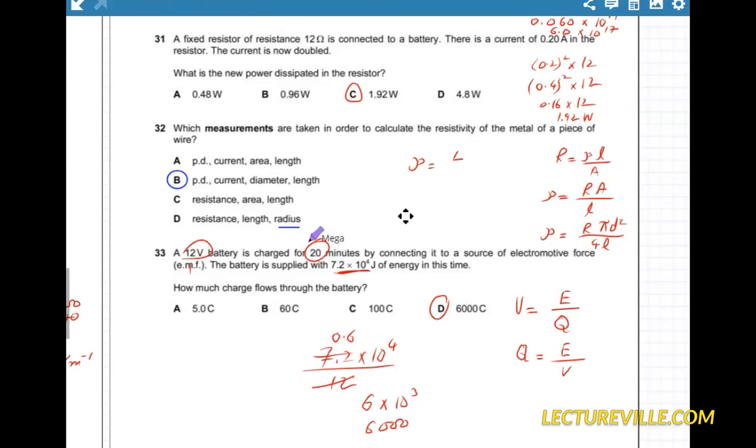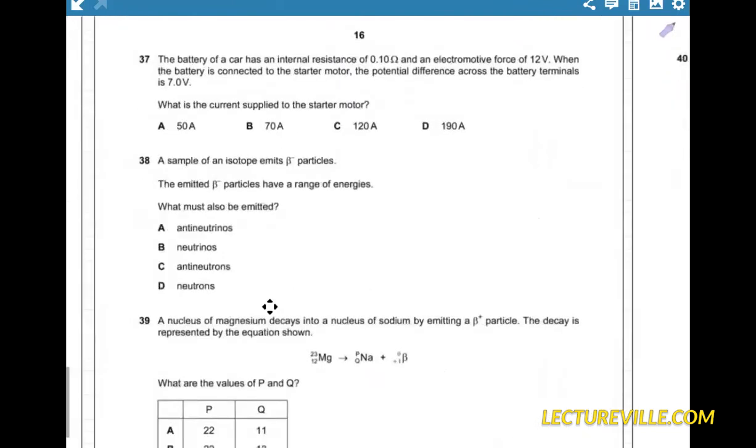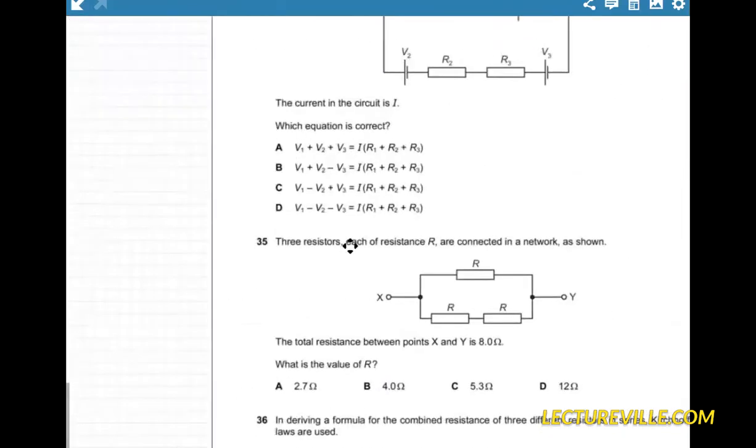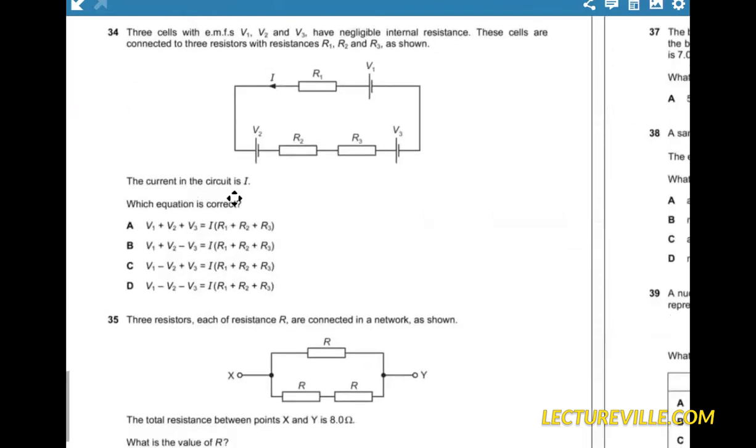Now, going to the 34th question, I guess. Yes, 34th question. Three cells with EMFs V1, V2, V3 have negligible internal resistance. These cells are connected to three resistors with resistances R1, R2, R3 as shown. The current in the circuit is I.